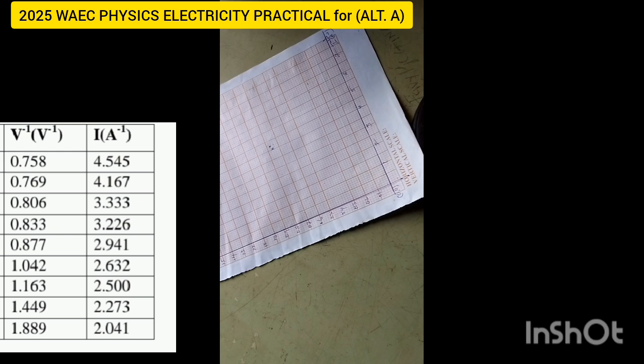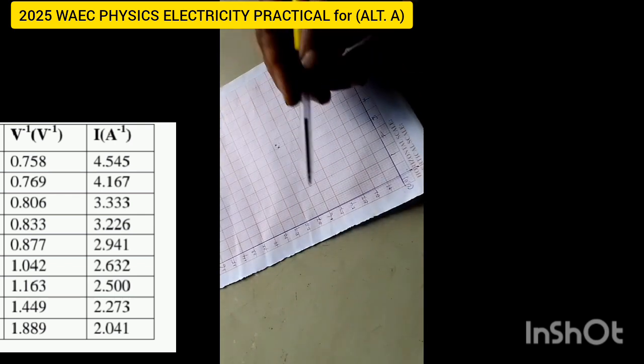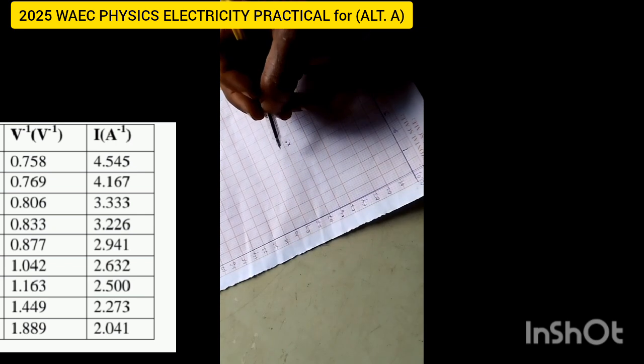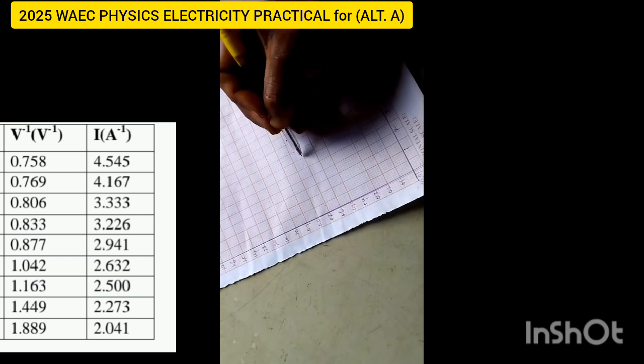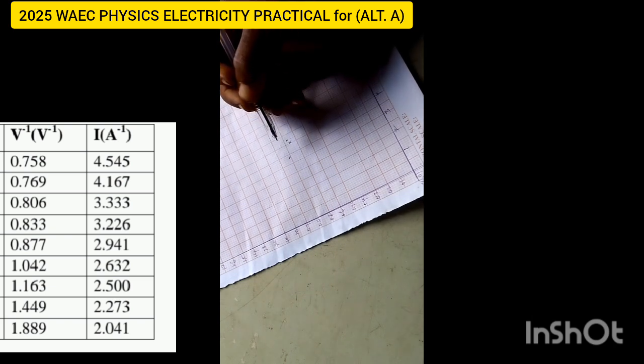0.81 against 3.3. 0.81. Now, which is 3.3. 1, 2, 3. The third line, you trace it. Here is the first, second, third. Third line, 0.81. Somewhere in between the block, you plot there.